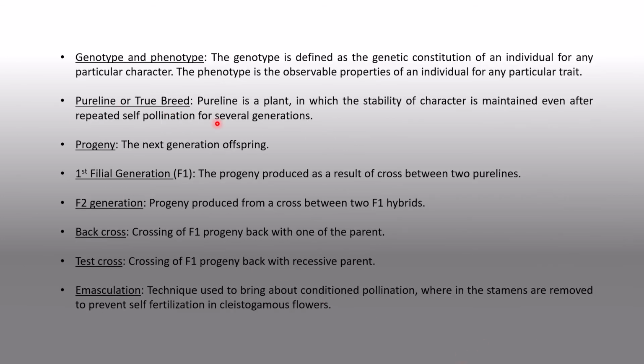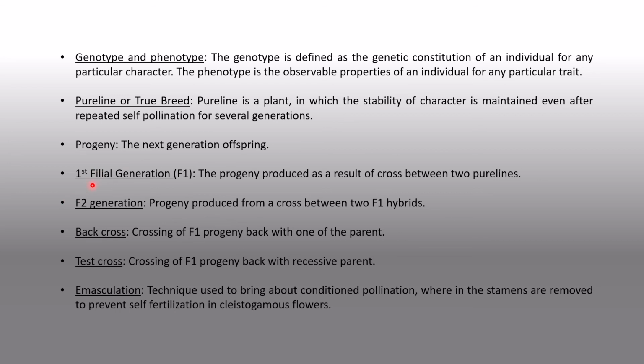Pure line or true breed. A pure line is a parent in which the stability of a character is maintained even after repeated self-pollination for several generations. They can also be called true breeding parents, which means even after self-fertilization for several generations, they don't lose their traits, and these are passed on to the several generations. And progeny: the next generation offspring is called the progeny.